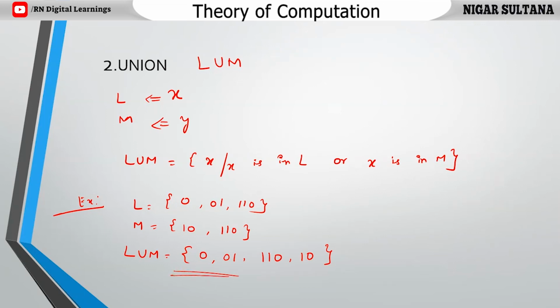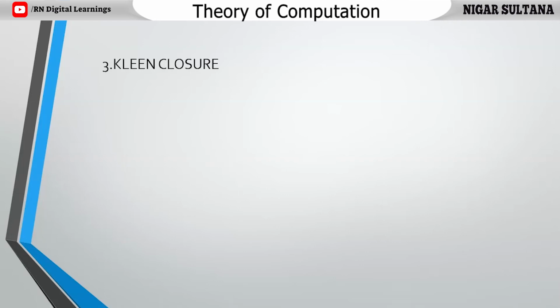Let's see another operation, Kleene closure. Now what is Kleene closure? First, let's see how it is denoted. L star. This is the symbol for Kleene closure. This is a unary operation. So what is a unary operation? The operation which is performed on only one operand, or it can be one language.